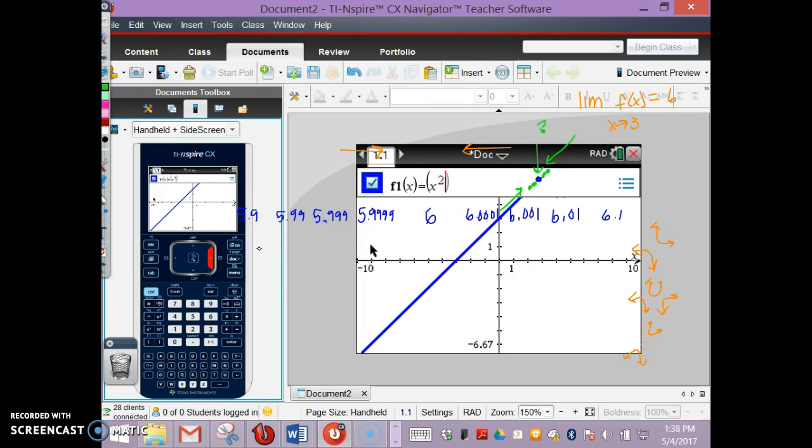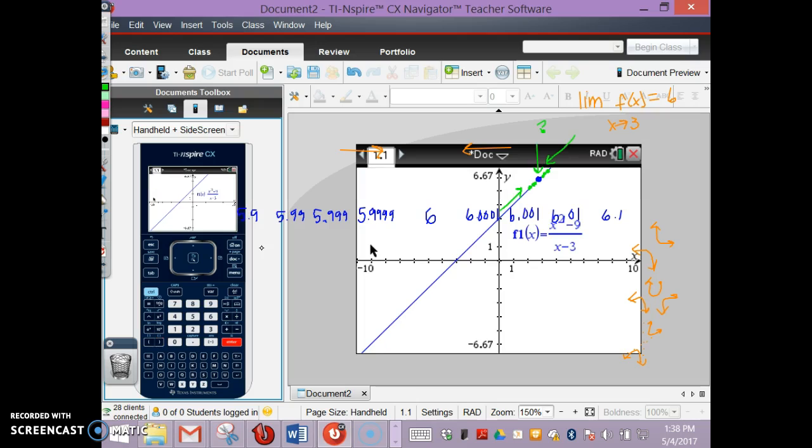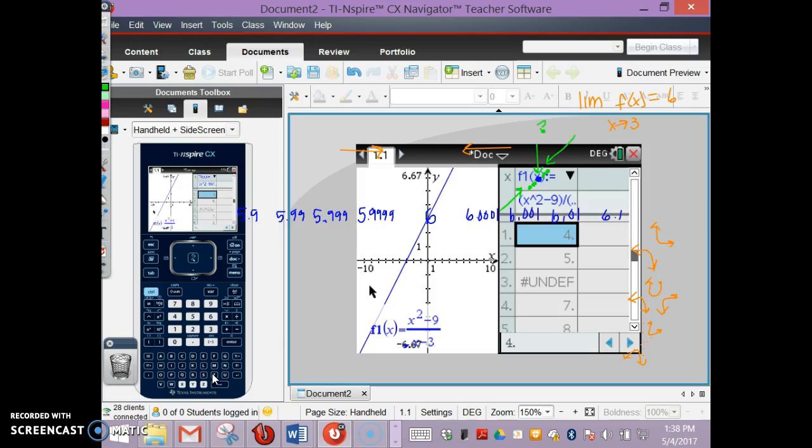X squared minus 9 over x minus 3. All right. So not exactly what we were expecting, right? What's going on with this one? Why is it a line? Let's pull up our table maybe. Control T. Ooh, something's going on at 3. Do you remember what that's called?